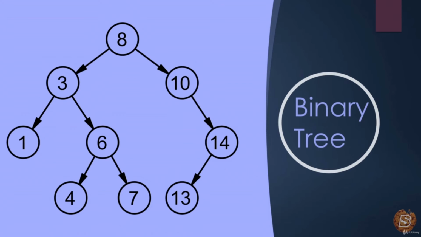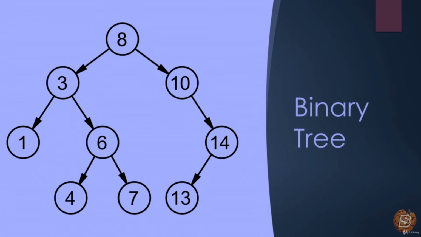Let's first of all understand the definition of a tree. A tree is a set of nodes, as you can see from this example. Each node is connected by edges. So here we can see that in a binary tree, the topmost node is called the root node, and every node can have a maximum of 2 child nodes.